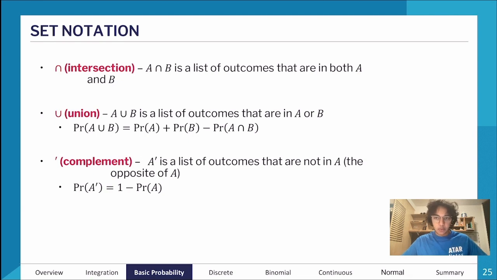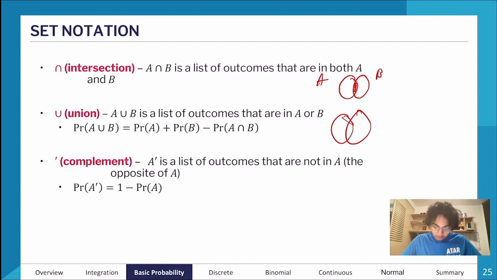Another thing that's super important with probability is set notation. I'm sure you would have come across union and intersection before, and it's really useful to explain them in terms of Venn diagrams, but you probably would have seen them with function notation as well. A intersection B is a list of outcomes that are both in A and B. So if I have a Venn diagram of A and B, the intersection is that red area that I've shaded. Union is A or B, so it's whatever is in A and whatever is in B, whatever's contained in the Venn diagram.